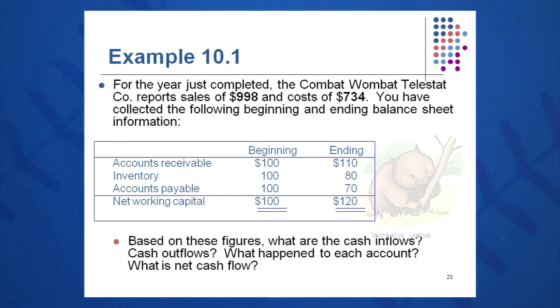Here's an example, 10.1. Combat Wombat Telesat has sales of $998, cost of $734, and you have some working capital involved, beginning and ending balance sheet. So from this, you see that your accounts receivable went up 10, your inventory went down 20, and your accounts payable went down 30. And so what is the cash inflow, the true cash inflow? What's the true cash outflow? And what is the net cash flow? Again, net cash flow will be CFFA, OCF minus NCS minus CNWC.